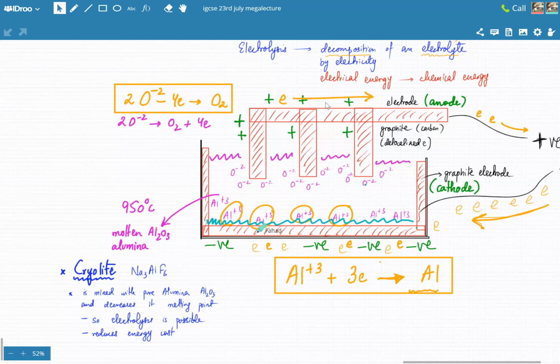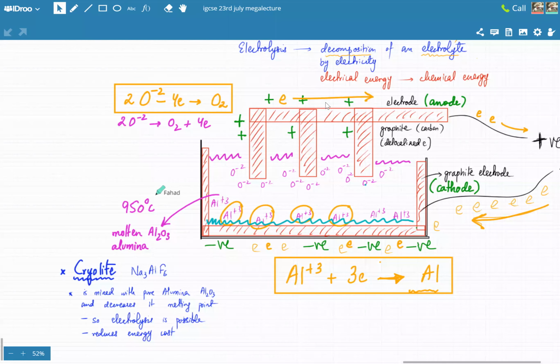Because if this mixture is not molten, the ions would not be able to move on their own. So it has to be molten, because in the solid state the ions are stuck. They can't move around. So you need a molten state. So it makes it easier to melt, so electrolysis is possible, and it reduces energy cost, because if it's easier to melt, the temperature that is required would be a lot lower.